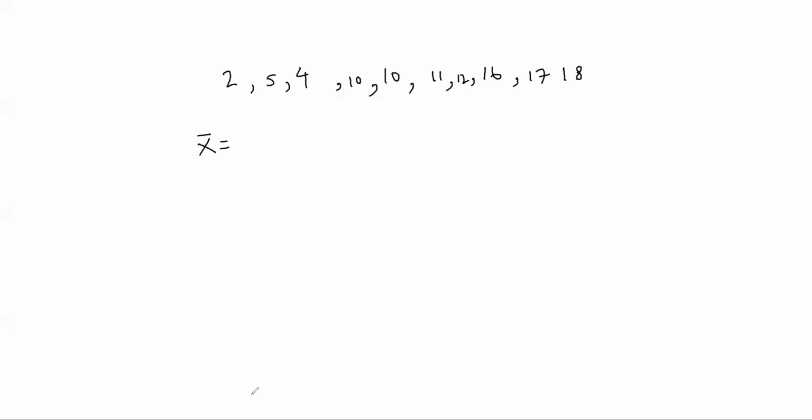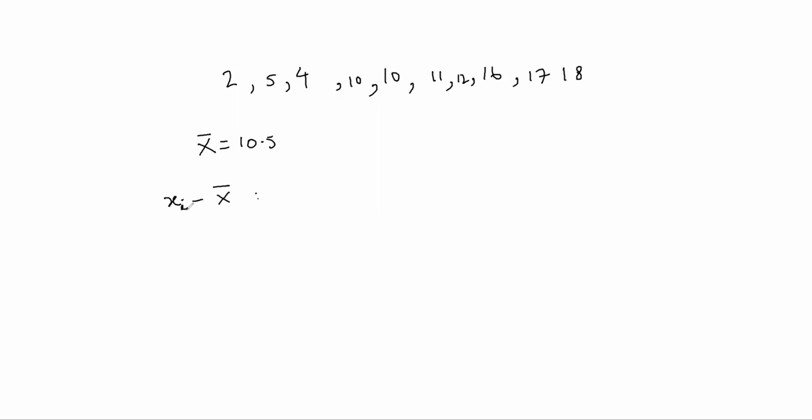So the mean here is 10.5. Okay. Now we'll be finding x minus the mean. That is, what is the deviation of all these values from the mean. Basically, we write it as xi minus the mean.